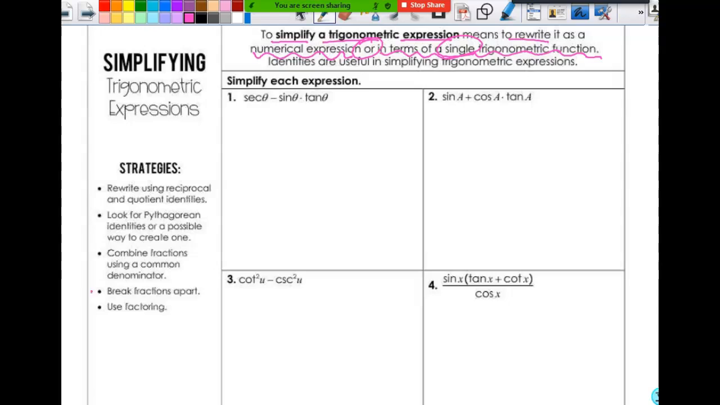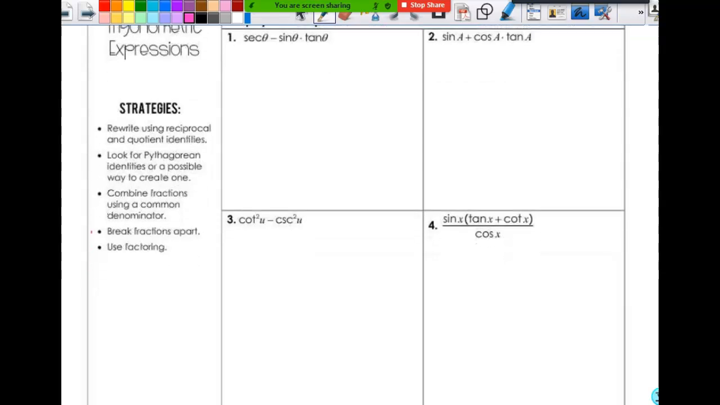So let's look at number one. I want to simplify this. So I kind of want to think algebraically first. Like, I have two terms. Do I have a GCF? No, I don't. So there's nothing I can factor out. There's nothing I can combine at this point or anything.